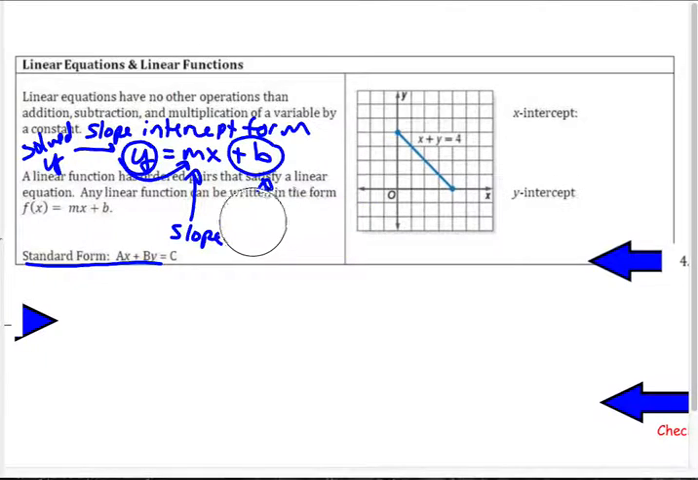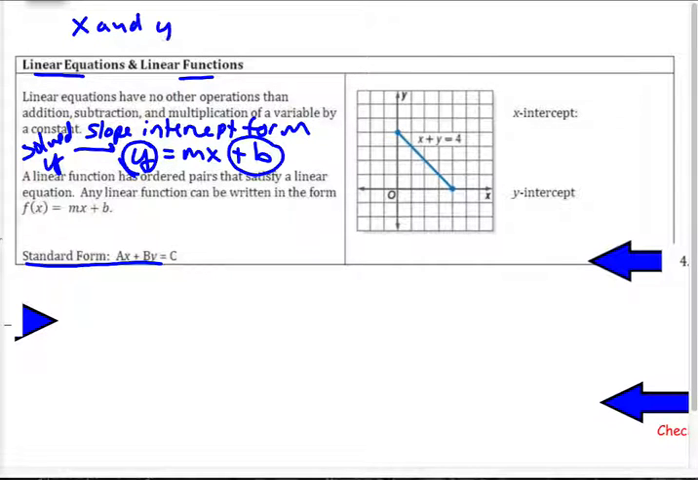But the thing you got to remember, what differentiates a function or any function from a linear function, is this. If it's a linear function or linear equation, x and y are to the first power. If you have x squared or y squared, it's automatically not a linear equation, so they both have to be the first power. Another thing you can look at is this.